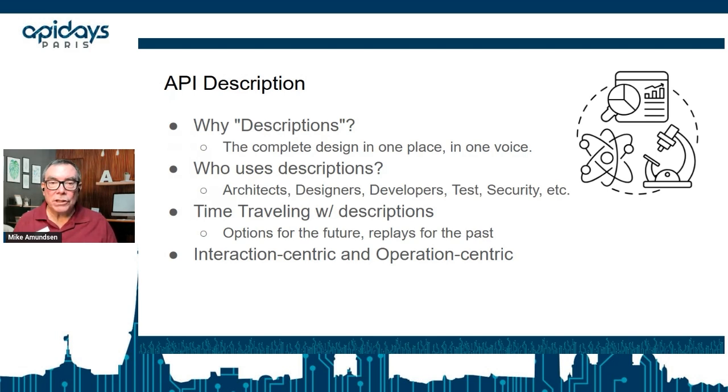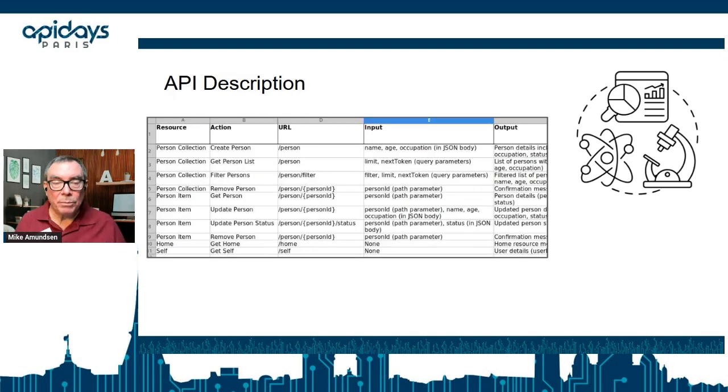Descriptions also offer you a bit of time traveling. You can have a description that leaves some things off for the future. You can have descriptions that are of other versions in the past. Descriptions allow you to have a sort of general timeline view of how the project is moving along. Now, there are a couple of different kinds of descriptions, interaction-oriented and operation-oriented. I'll show you those right now. The simplest interaction-oriented description is probably just a table or a spreadsheet.